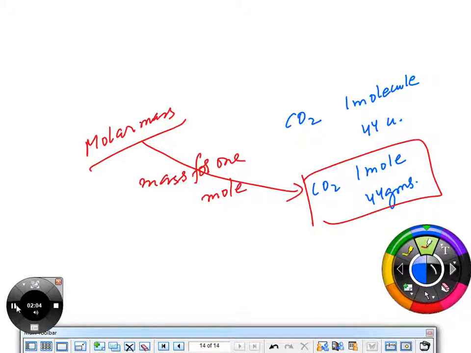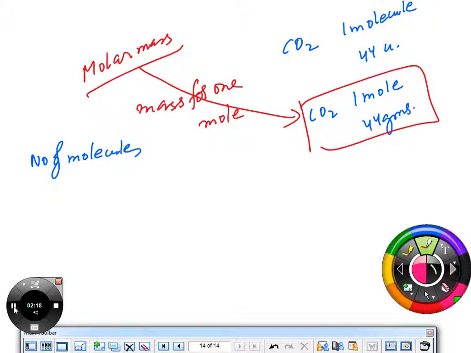One more formula I would like to teach you, and that is number of molecules. See, how to calculate number of molecules? देखिए, in 1 mole we have 6.023 into 10 की power 23 this much molecules. In 1 mole, suppose CO2 का example लें, for carbon dioxide we have got this much molecule. In 1 mole we have this much molecules.